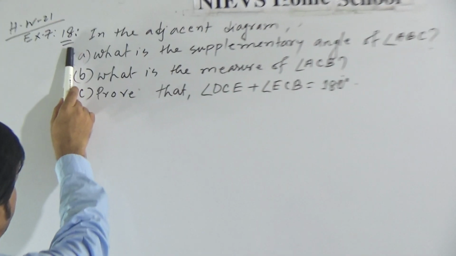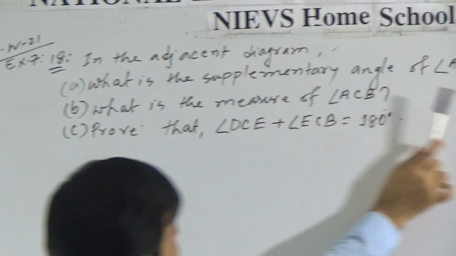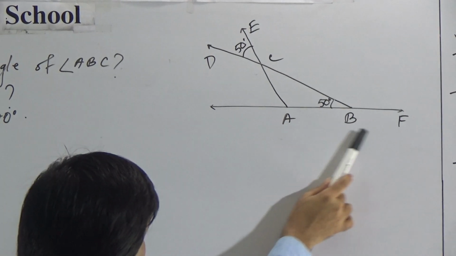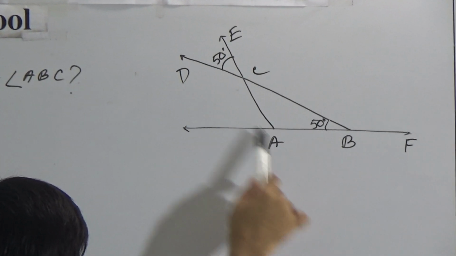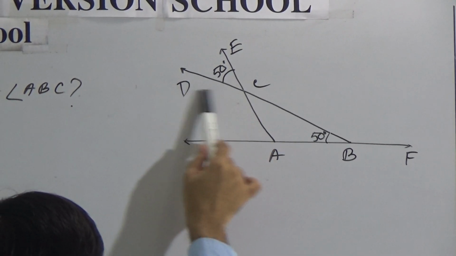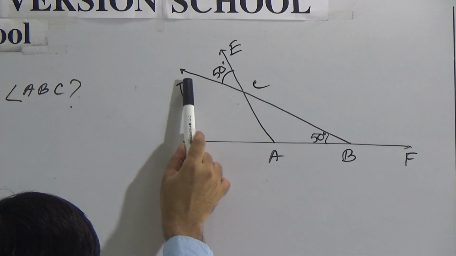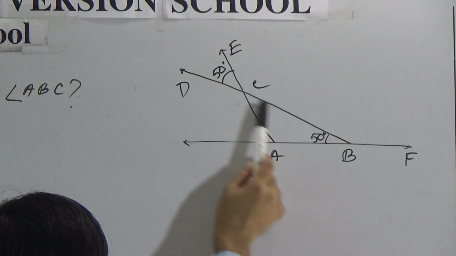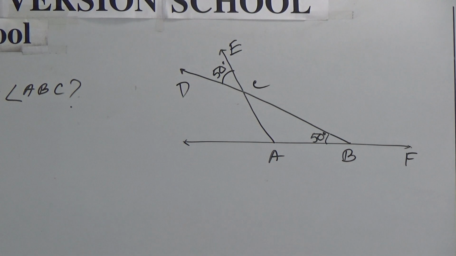Exercise 7, question 18. The question is, at first a figure is given here. Here ABF is a straight line and another line AE and another line BD. AE and BD intersect each other at point C. Dear students, in the figure angle DCE is 50 degree and angle ABC is also 50 degree given. Okay dear students, now I will see the question.